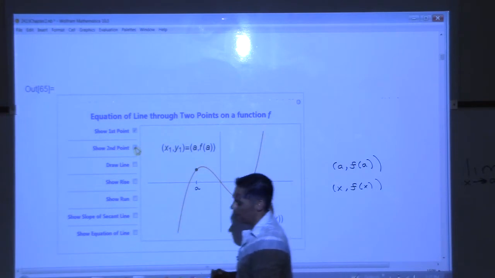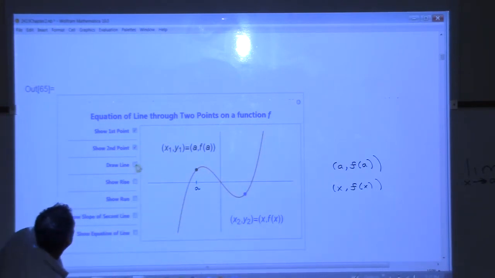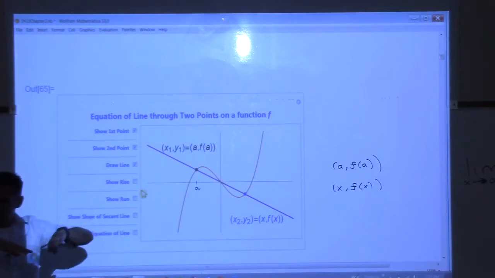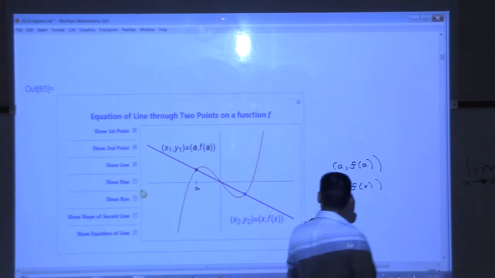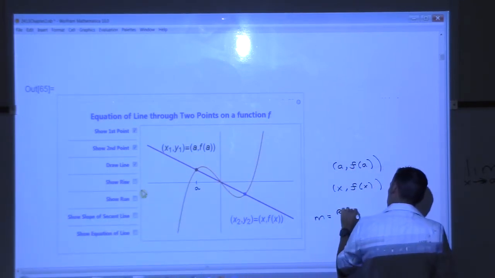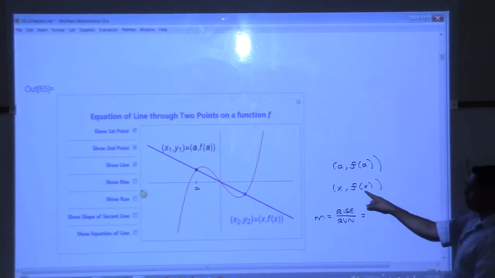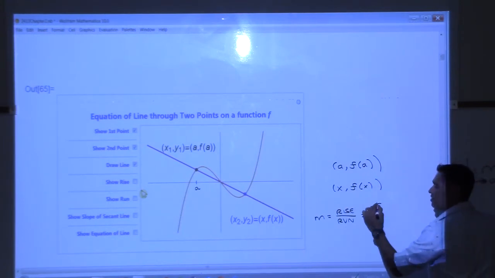What is the rise of that? Eventually we want the slope, right? The slope of this line. So if the slope is rise over run, Al, you're up. Then what's rise? In terms of these two, what's the rise? The function. Okay. F of x minus f of a. Okay, so that's your y2 minus y1.